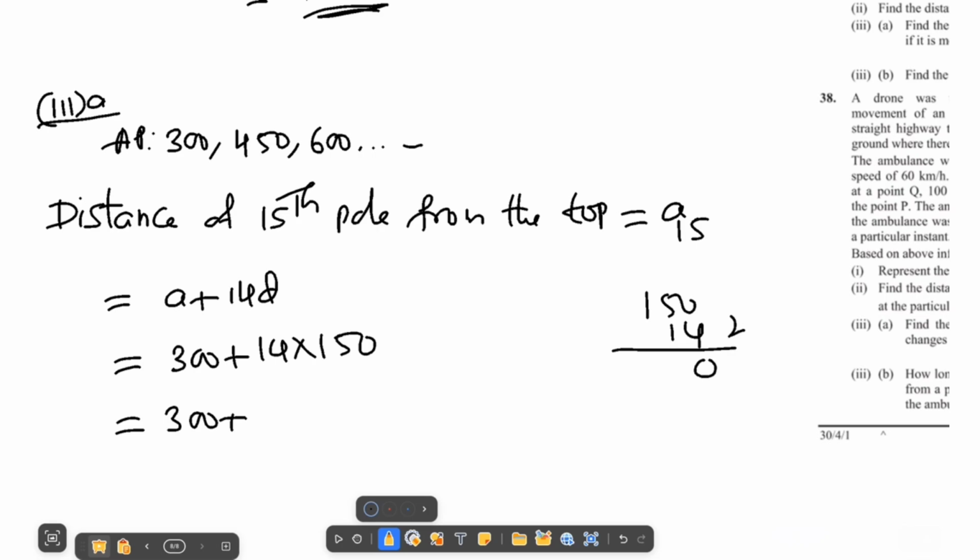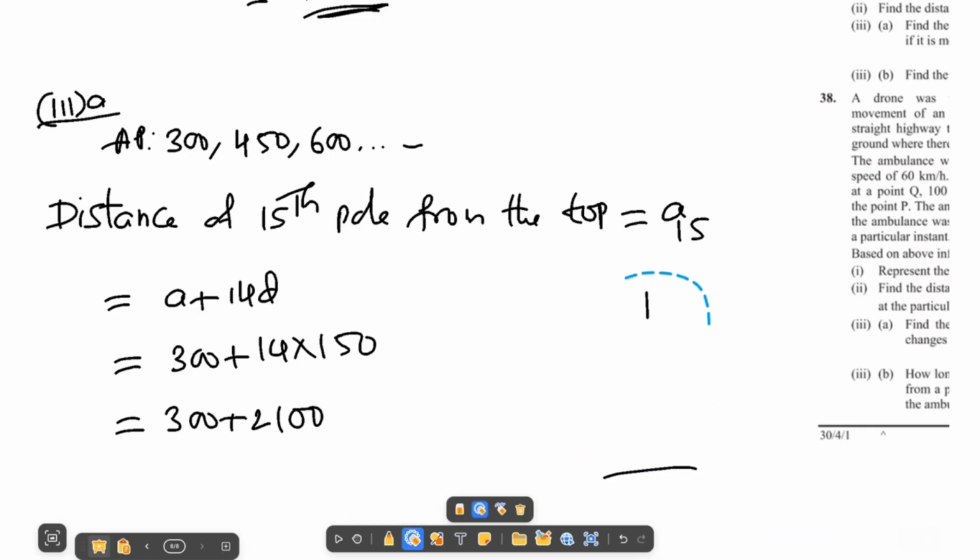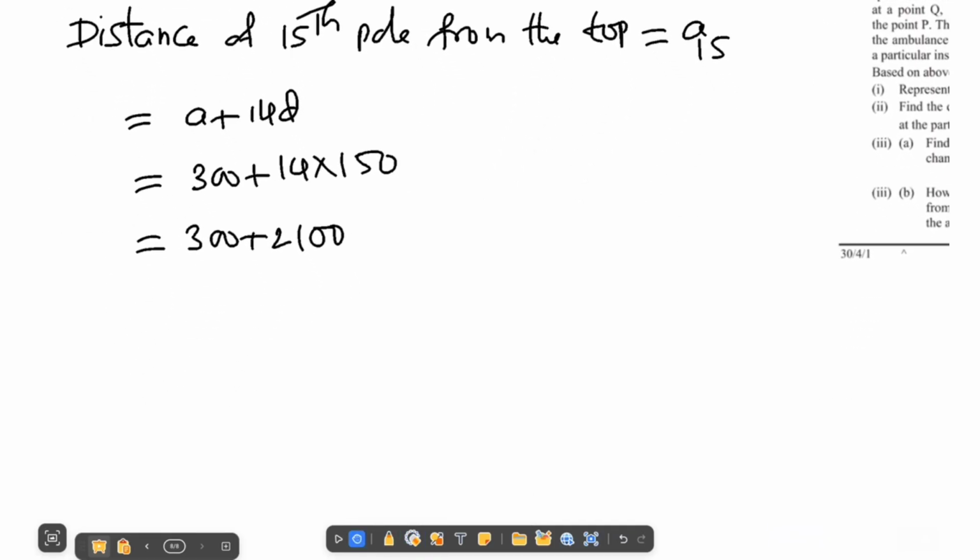150 into 14 is 2100. So this is 2100. Now 300 plus 2100 is equal to 2400 meters. So now what is the time taken?